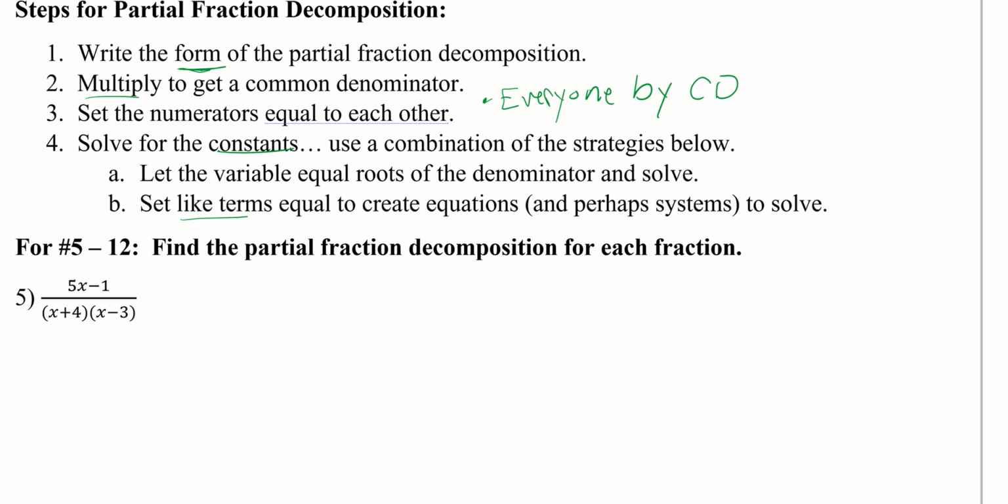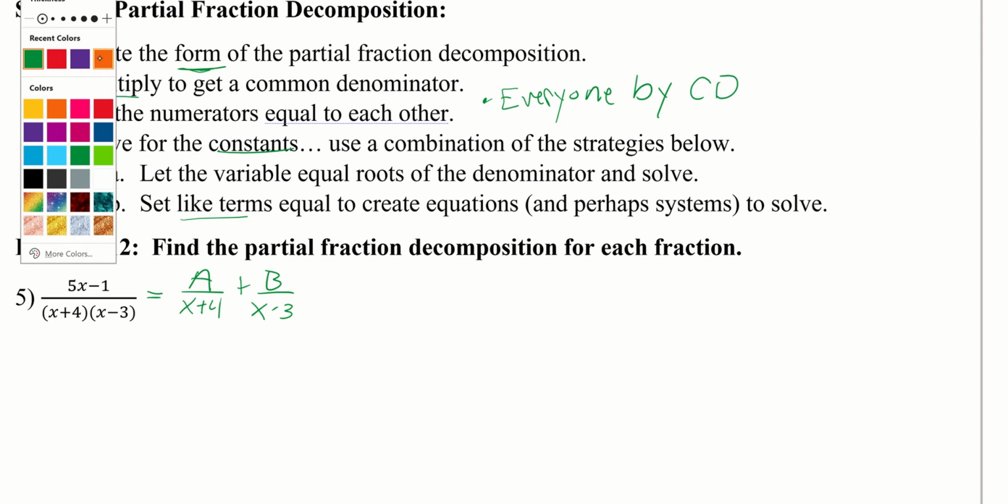Okay, so let's try this for number 5. So the first thing we're going to do is set up our form, right? So both of these are factors with a degree of 1. So I just do a over x plus 4 plus b over x minus 3.